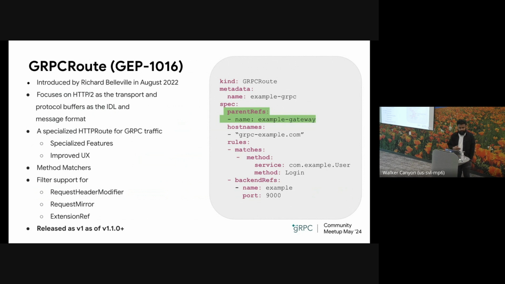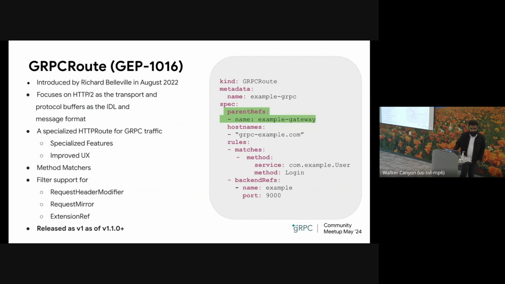The existing HTTP route could technically be used to route the gRPC traffic because under the hood we can still say it's HTTP2 clear text, but the addition of the new route type gRPC route significantly improves the user experience. So as you can see on the right, the proposal introduces support for method matches, allowing users to use gRPC specific constructs such as gRPC service and method for route matching.